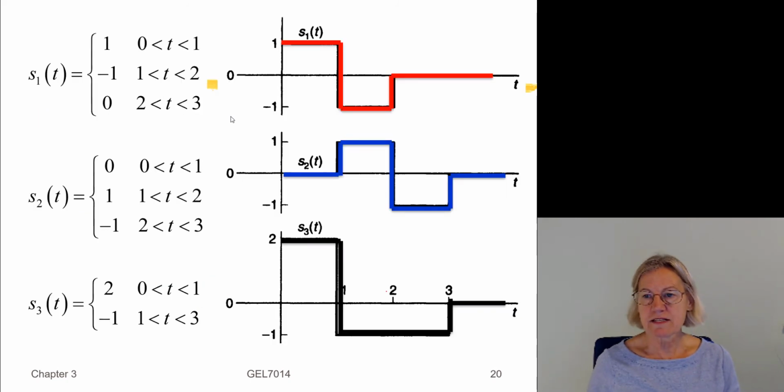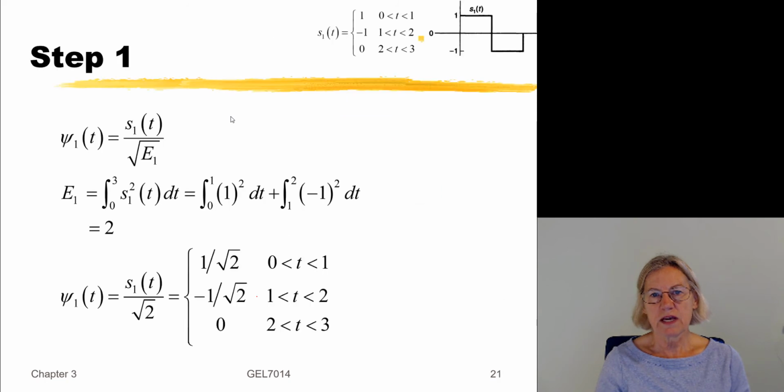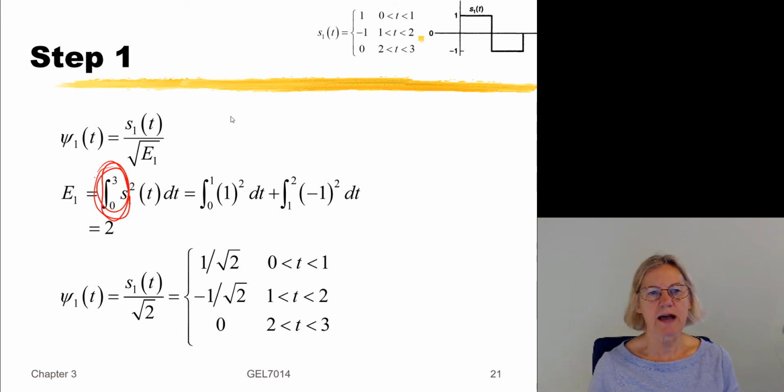So that takes us to our example. And so now we're just going to go through a little bit of mathematics and apply the Schmidt process, which we've described. We're going to apply it to these three symbols. So we'll start with the red, symbol 1. And I first calculate the energy. So I do the integral over the symbol time. Symbol time is 3 seconds.